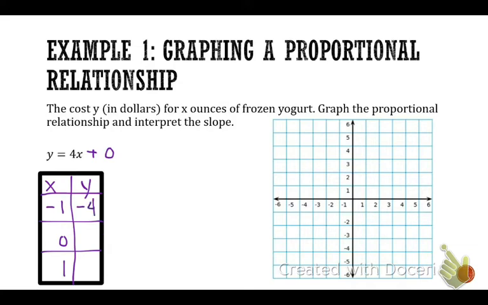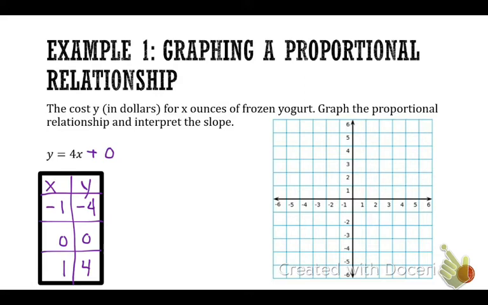-4. All right, I want you to fill in the rest of the table. Go ahead and plug them in and fill in the rest of the table. What's 4 times 0? 0. And what's 4 times 1? 4 times 1 is 4. Very good.